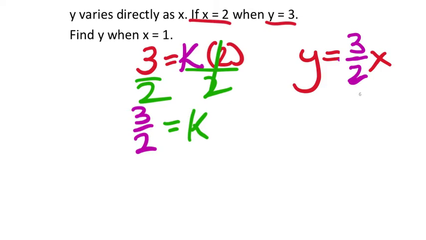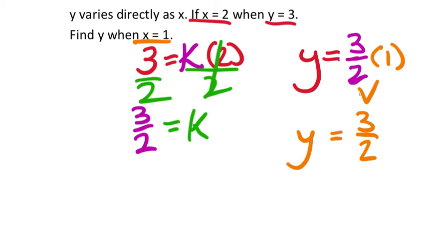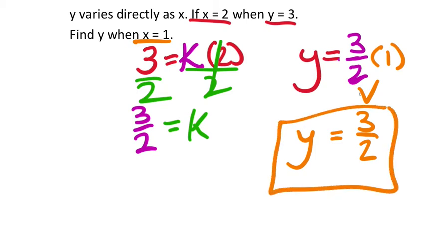But now in this new part, it says find the y when x is 1. So I replace the x with 1. This is a direct calculation. In fact, just multiplying by 1 makes that really easy. Anything times 1 is itself. So if x is 1, then the y value would be 3 halves right there. And that's our solution.